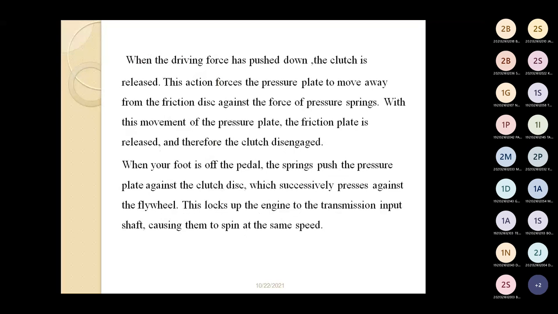When the pedal is pushed down, the clutch is released, and this action forces the pressure plate to move away from the friction disc against the force of the pressure springs. With this movement of the pressure plate, the friction plate is released. It moves away from the flywheel for a fraction of a second, and the clutch gets disengaged.